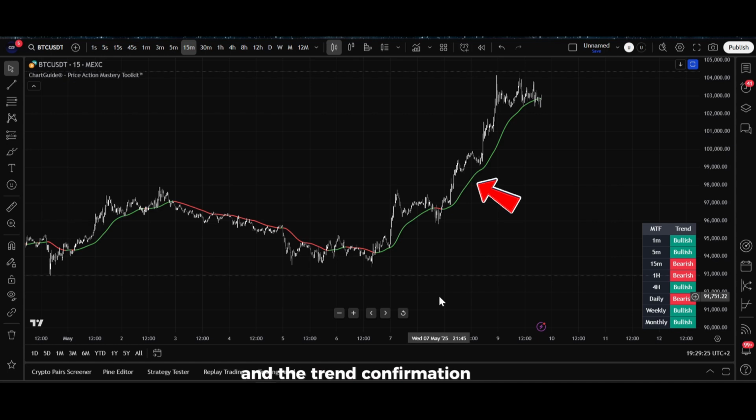And the trend confirmation line is super simple. Green means the trend on your time frame is bullish. Red means it's bearish. It gives you a quick way to check if you're trading with or against the trend.